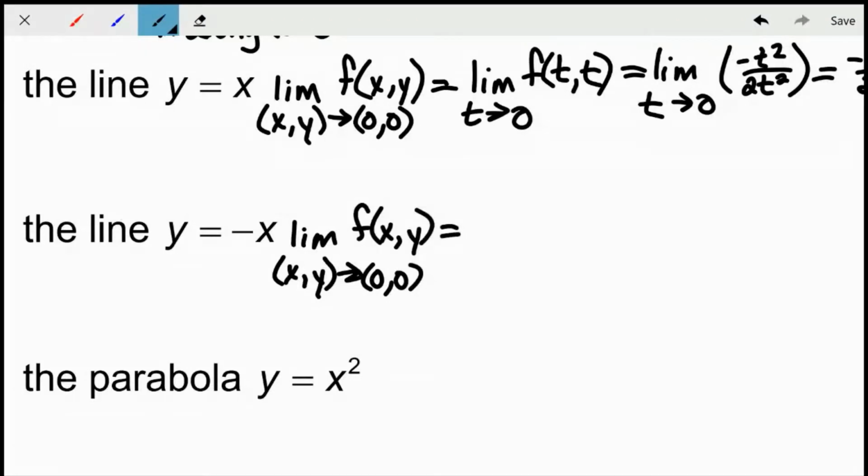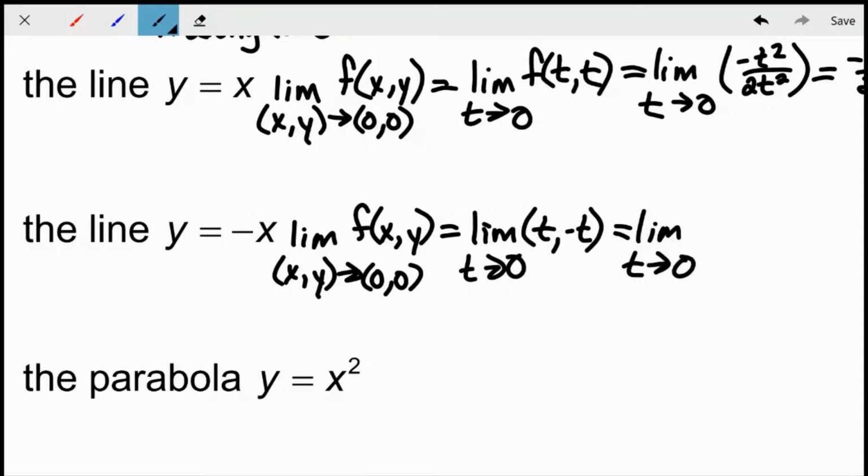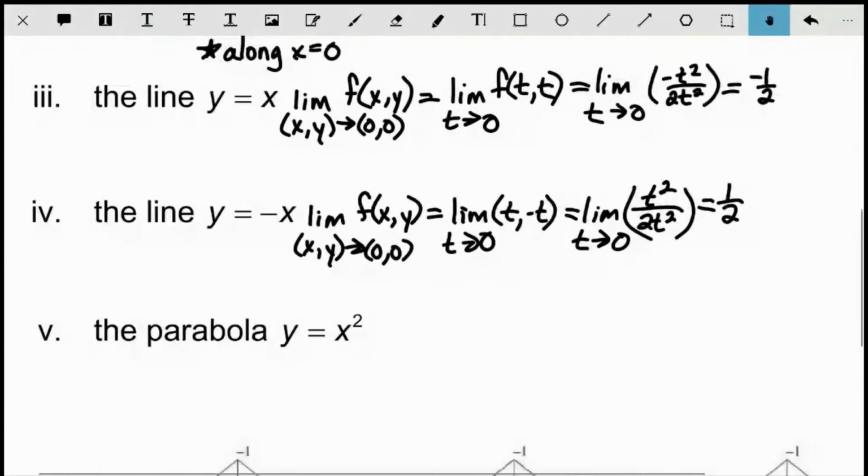In this case, it would be the limit as t approaches 0, and it's the line y equals negative x this time. So I'm going to use t, negative t. And that would be the limit as t approaches 0. In this case, we're going to get t squared, positive t squared over 2t squared this time, which would be 1/2. Okay, so we got another different value.